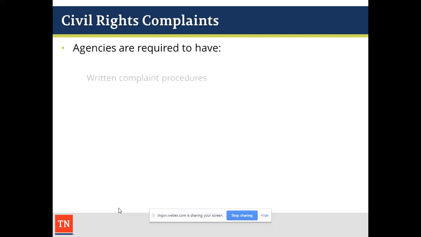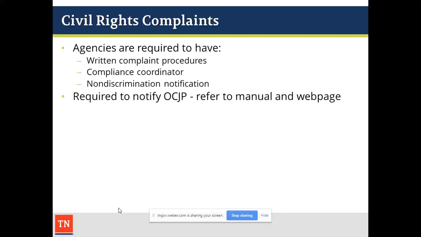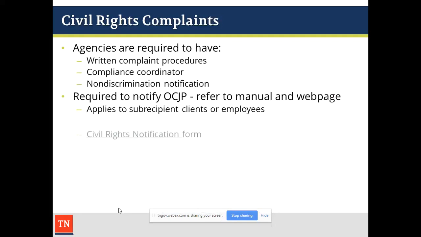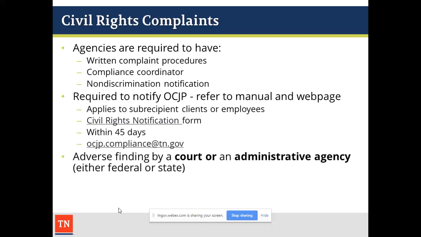So what do you need to do in order to handle complaints? All agencies are required to have written complaint procedures, a civil rights compliance coordinator, and non-discrimination notification that's in conspicuous places to the public and to employees and beneficiaries. You are required to notify OCJP. If you have a civil rights complaint, you'll have to refer to the manual on the webpage. So, again, this applies to subrecipients, clients, or employees.